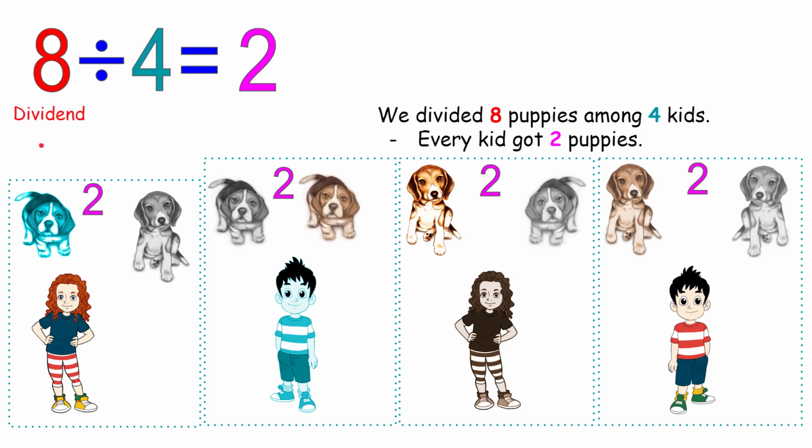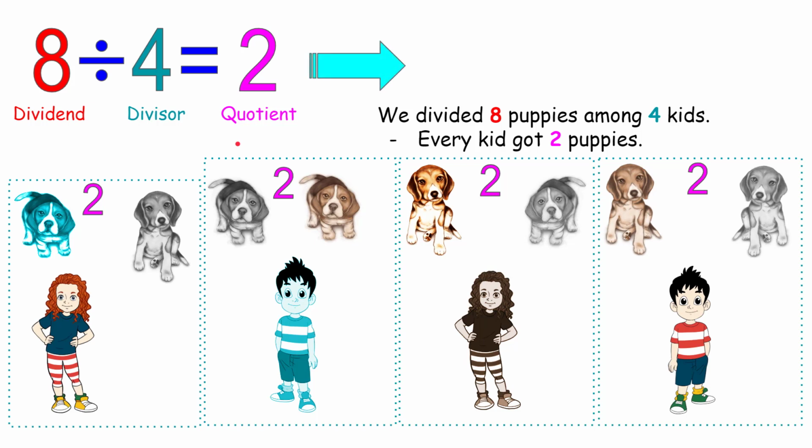8 is the dividend, the number that we divide. 4 is the divisor, the number that we divide by. And 2 is the quotient, which is the result.